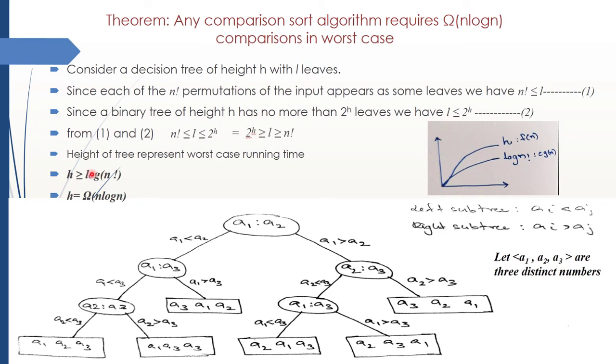Log n factorial is nothing but n log n. It's a standard mathematical form: log n factorial can be written as n log n. So from this condition, based on the definition of omega notation, I can write h equal to omega of n log n. What is h? The height of the tree represents worst case running time. That means for any comparison algorithm to sort a sequence in the worst case, we need a minimum time of n log n.